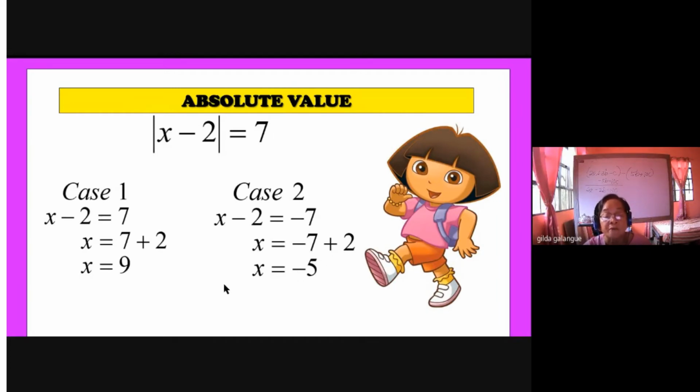We'll check our result. 9. 9 minus 2 is 7. And the absolute value of 7 is 7. Negative 5 minus 2 is negative 7. And the absolute value of negative 7 is 7.